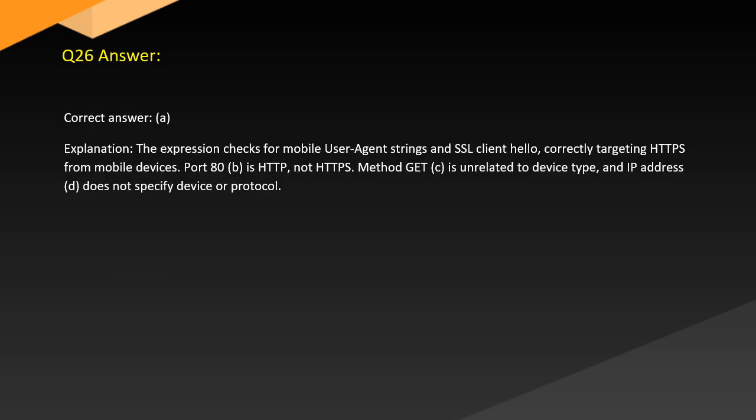Answer. Correct answer. A. Explanation. The expression checks for mobile user agent strings and SSL client hello, correctly targeting HTTPS requests from mobile devices. B, port 80, and C, the request method GET, are unrelated to device type, and D is an IP address. D does not specify device or protocol.